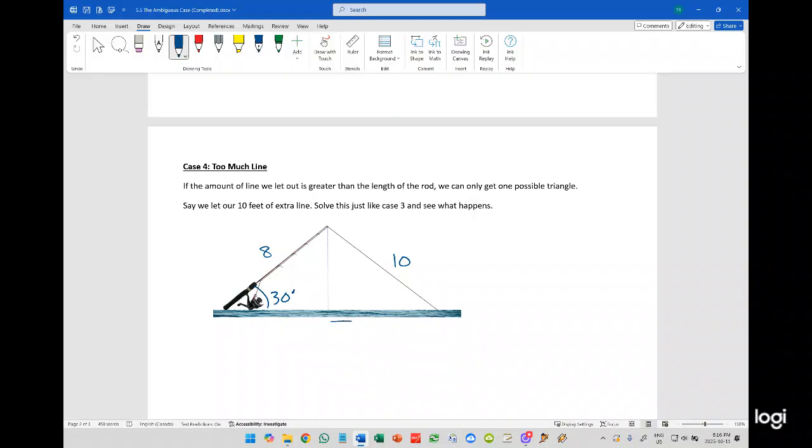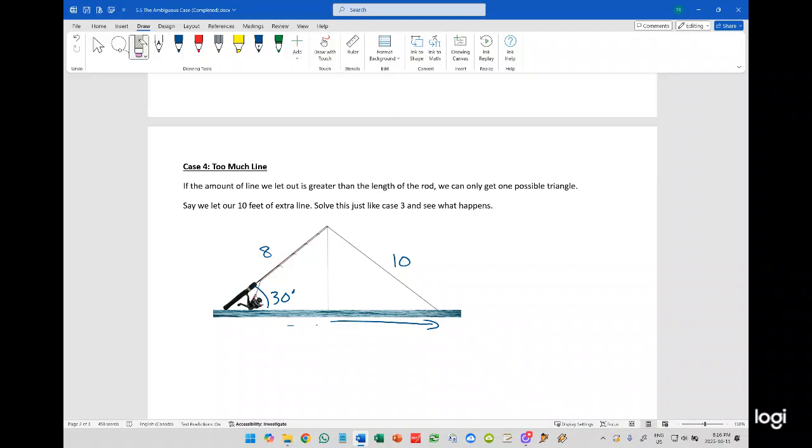Before, we had one version where it came out like this, and then the other version where it came back a little bit. But here, if we're coming back with 10 feet of line, it actually comes out over here. And then the line is behind the rod, and it's just not really the triangle we're describing anymore. So the triangle essentially is inside out at that point, because the 30 degrees is not within it.